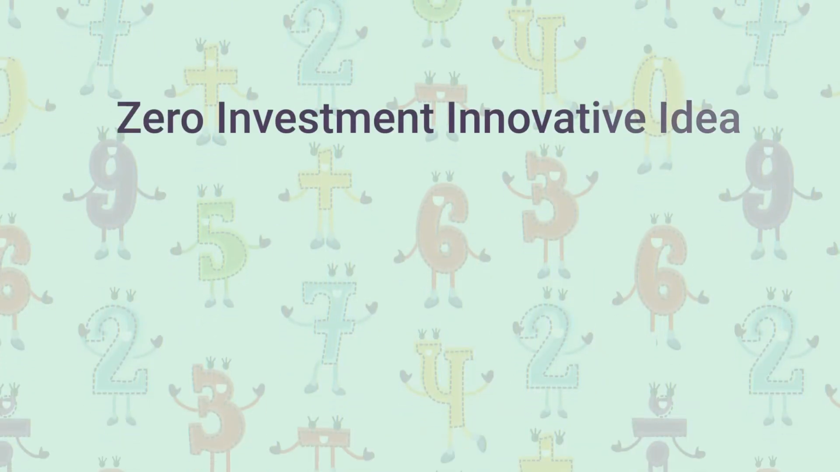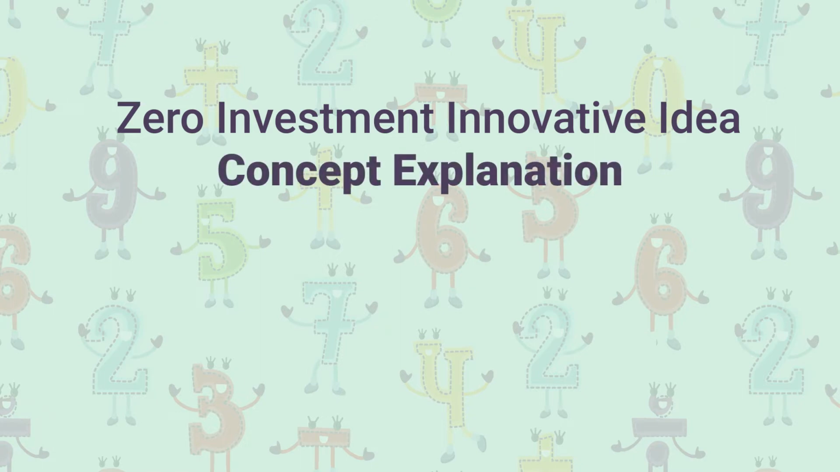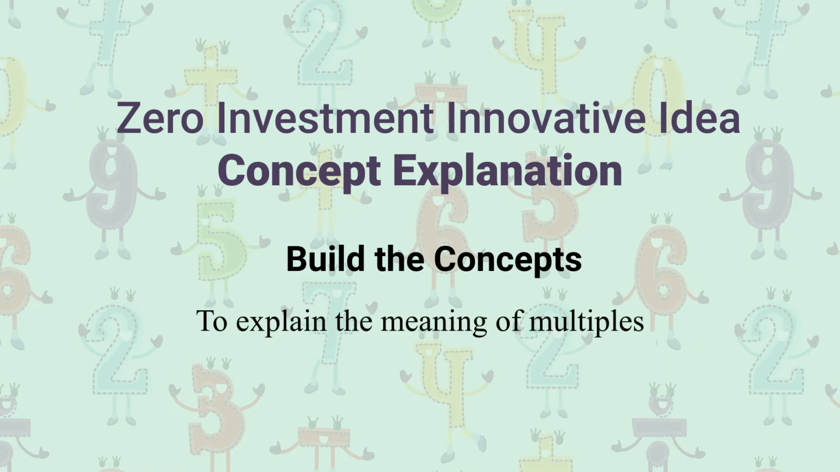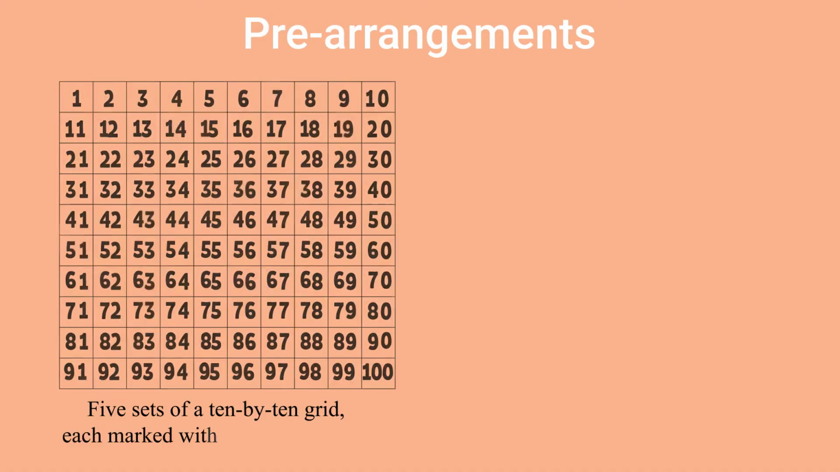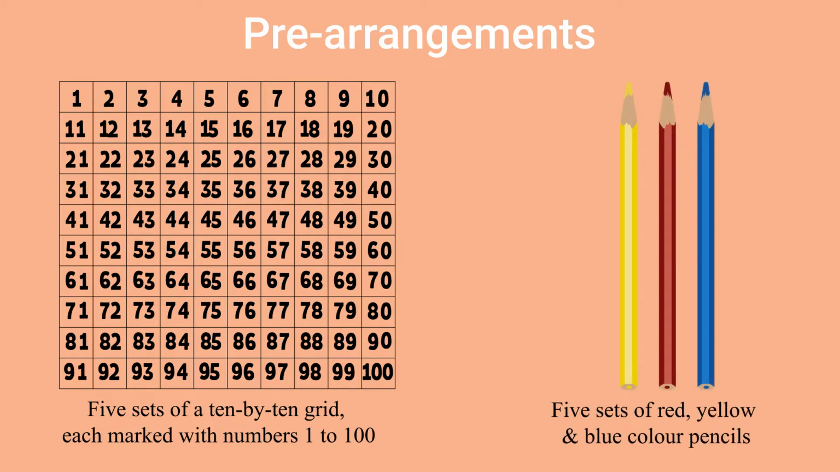In today's video, we will begin implementing the zero investment innovative idea of concept explanation through an interesting activity to build the concept to explain the meaning of multiples. But before that, let's ensure we keep some materials ready with us. We will need 5 sets of 10 by 10 grid with numbers marked from 1 to 100 in each of them, and 5 sets of red, yellow and blue color pencils.